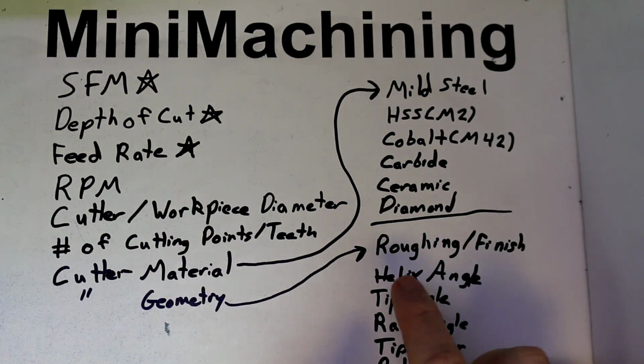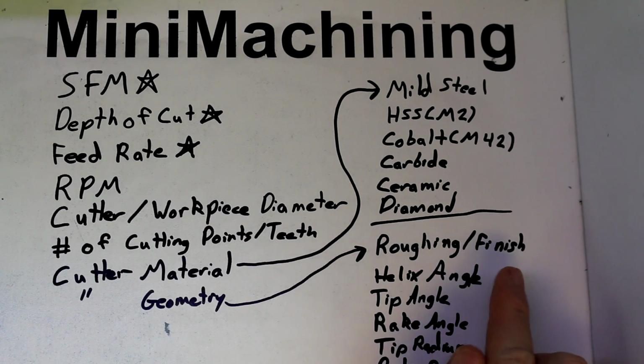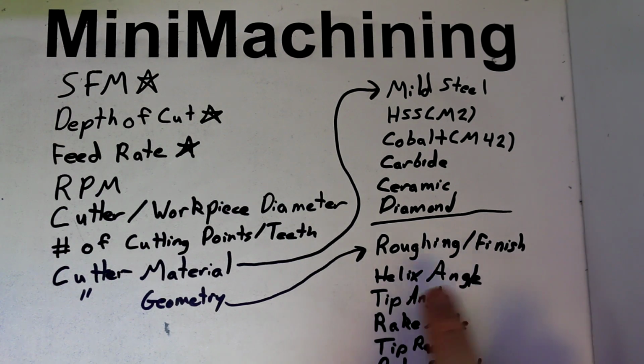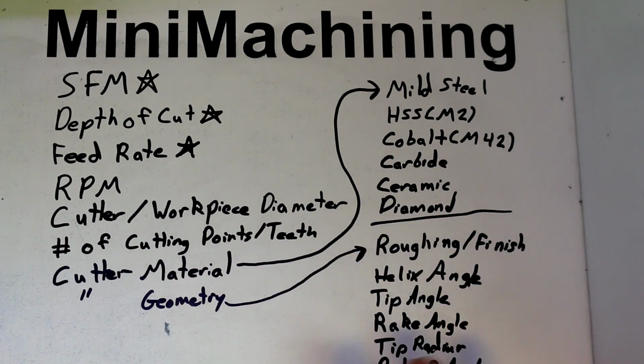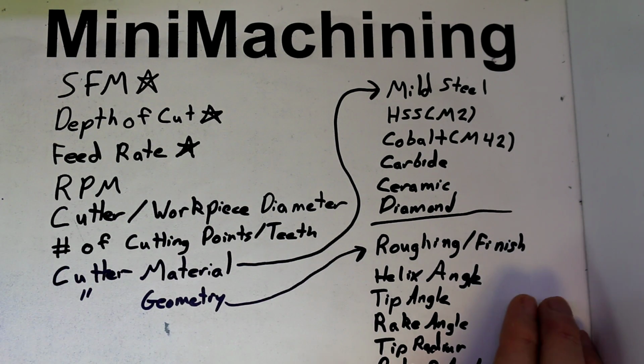Now our cutter geometry is also going to come into play. And our geometry here can include things such as roughing versus finish cutters, other various angles, which I've got helix, tip, rake, tip, radius, relief angle. There are so many different angles here. We're probably going to leave this to the manufacturers for the most part to give us recommendations.